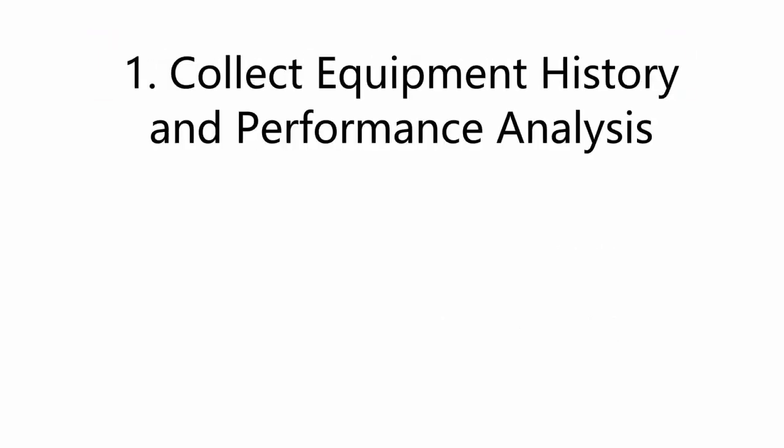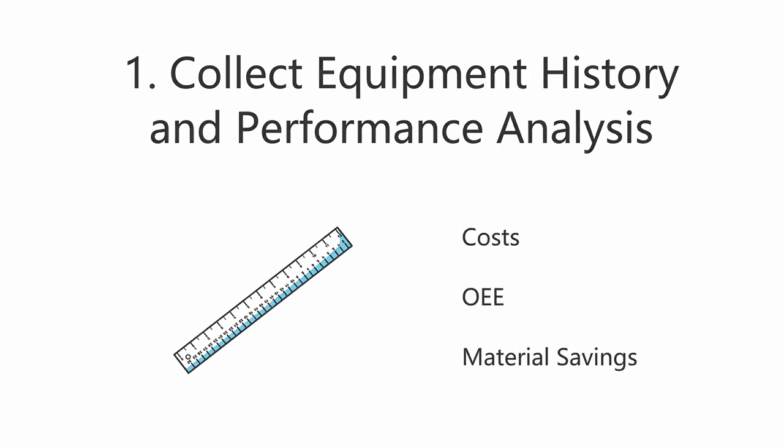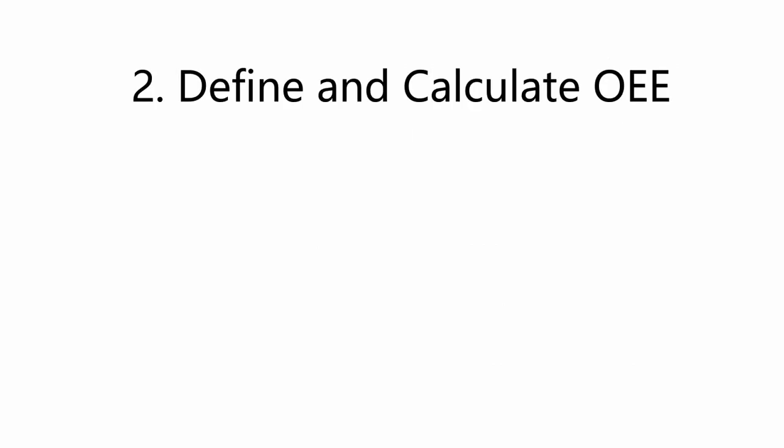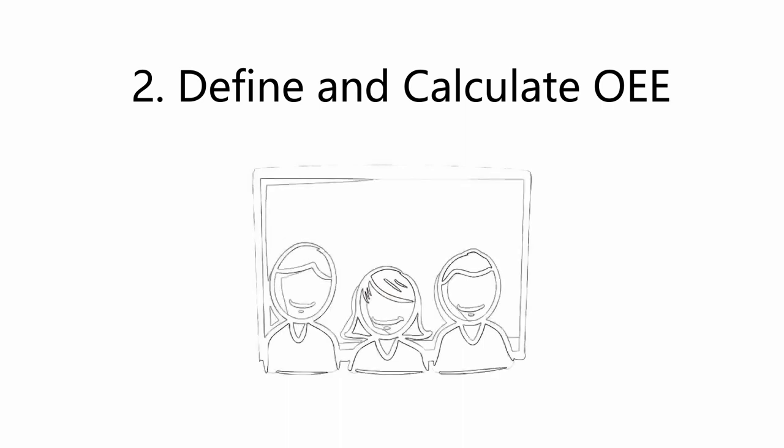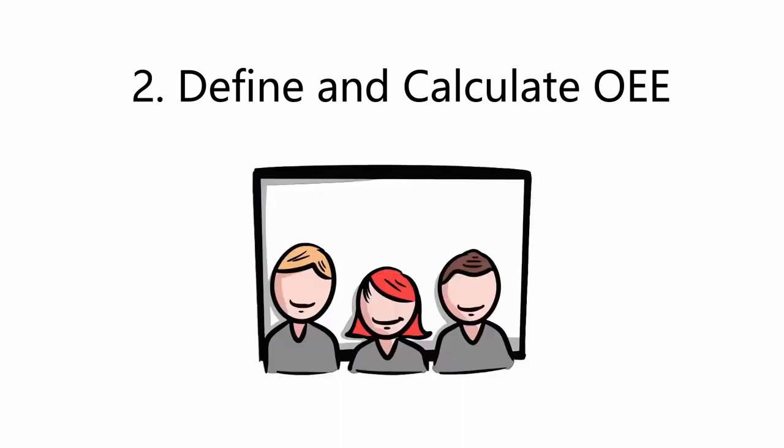Step 1. Collect equipment history and performance analysis. This step focuses the project and sets measurement objectives, for example cost, OEE, material savings. Step 2. Define and calculate OEE. Clarify the meaning and interpretation amongst team members. Set up an OEE display board at shop floor. Brainstorm out possible causes and display on a chart.